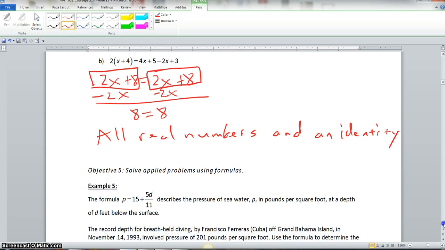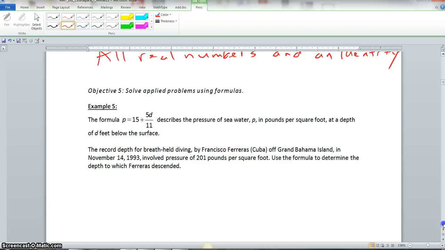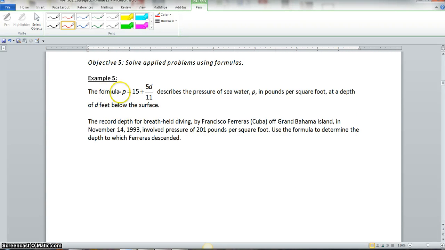Now, we go here to objective 5. It says solve applied problems using formulas. The formula P equals 15 plus 5D over 11 describes the pressure of seawater P in pounds per square foot at a depth of D feet below the surface. The record depth for breath held diving by Francisco Ferraris, Cuba, off Grand Bahama Island in November 14, 1993 involved pressure of 201 pounds per square foot. Use the formula to determine the depth to which Ferraris descended.